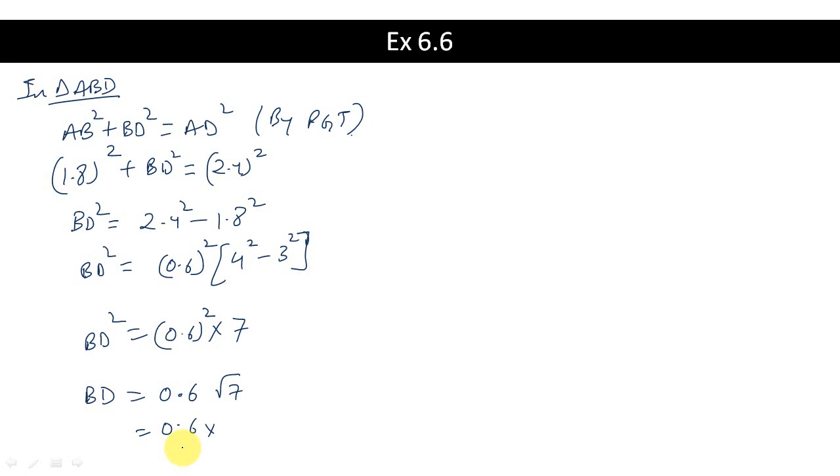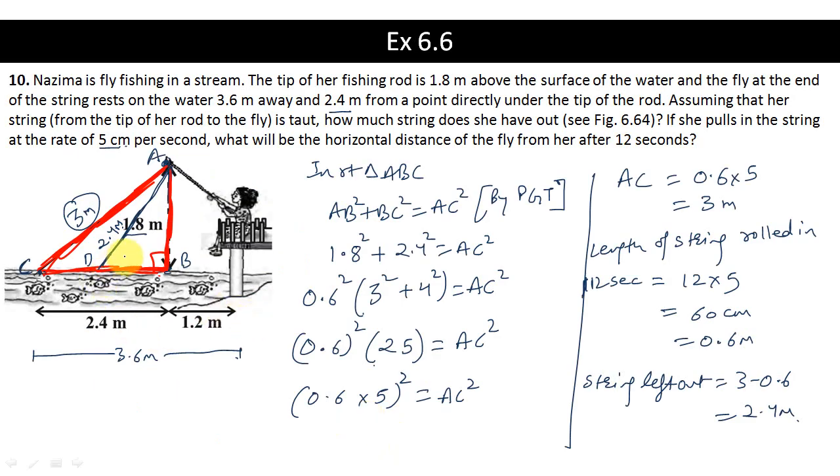Value of root 7 is 2.65. Approximately it is 2.65. So when I multiply 2.65 by 0.6, I'll get 1.59. So that means 1.59 meters. So this length BD is 1.59, or you can also say 1.6. So BD is 1.59, and from B till Nazima, horizontal distance is 1.2.